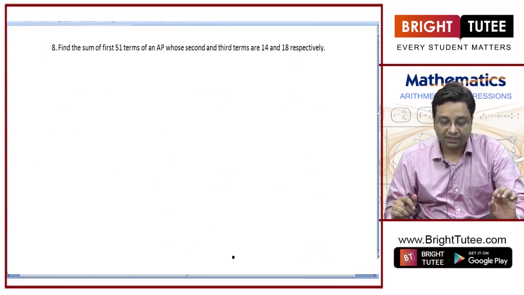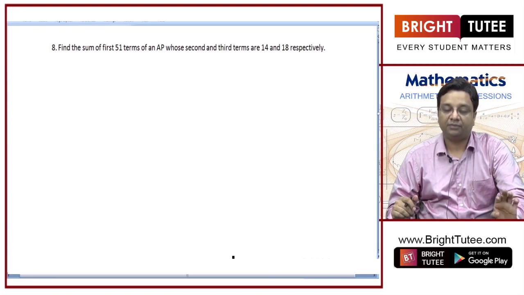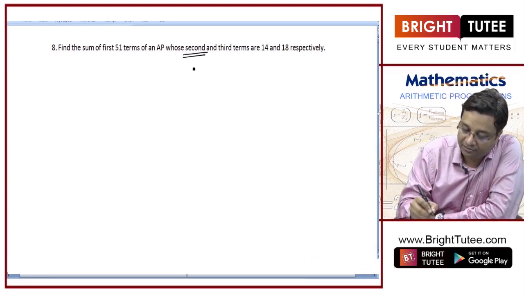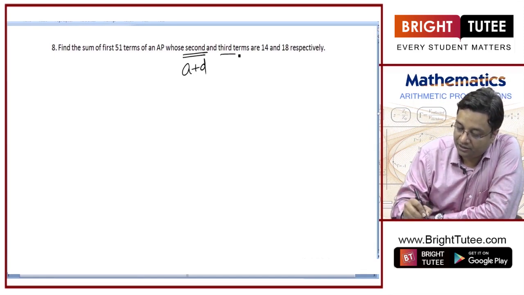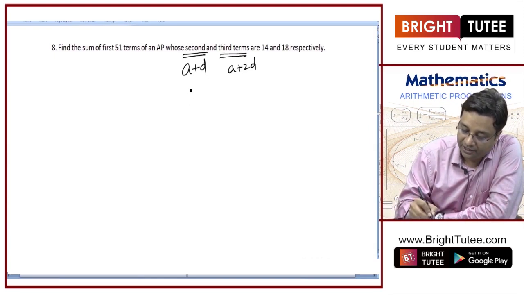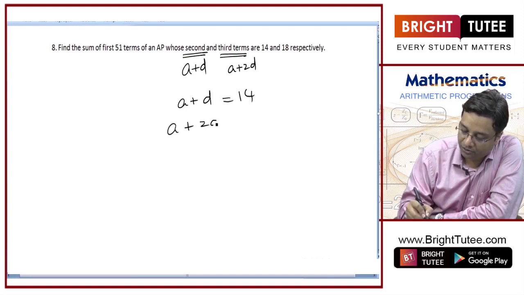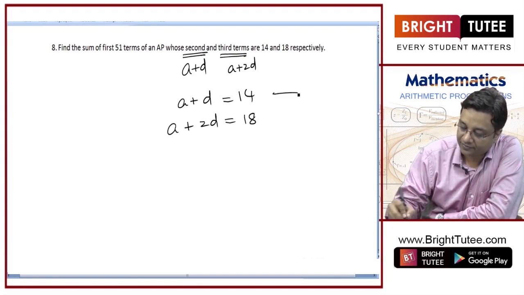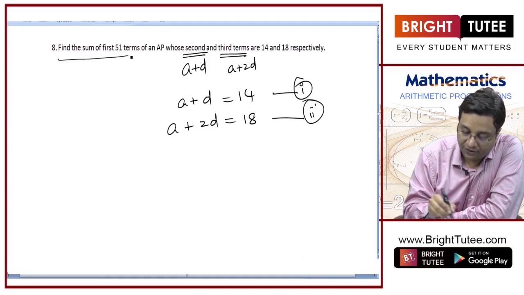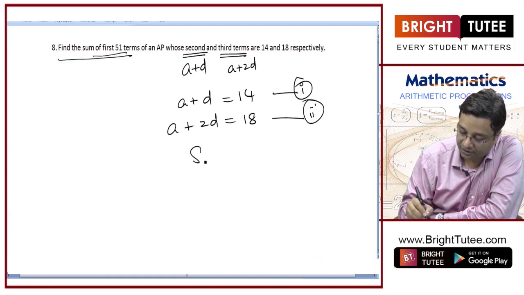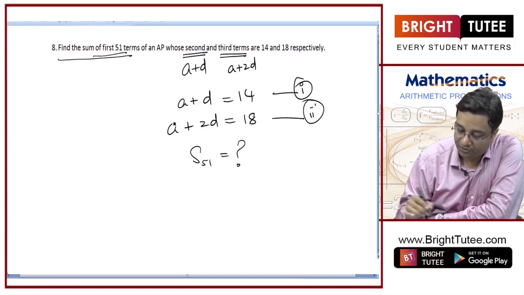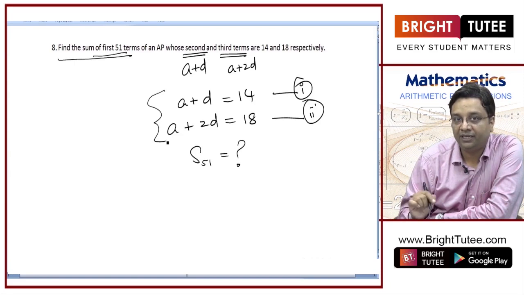This question says, find the sum of first 51 terms of an AP whose second and third terms are given. So we are given the second term. Second term was A plus D. Third term was A plus 2D. A plus D is equal to 14. A plus 2D is equal to 18. Right? We are given these two equations, and we need to find the sum of first 51 terms. We need to find S51. Right? So by using these two equations, we can easily find A and D.